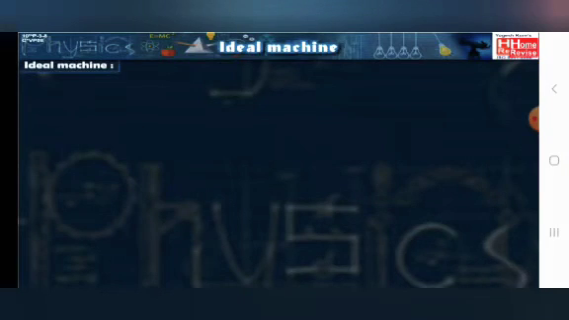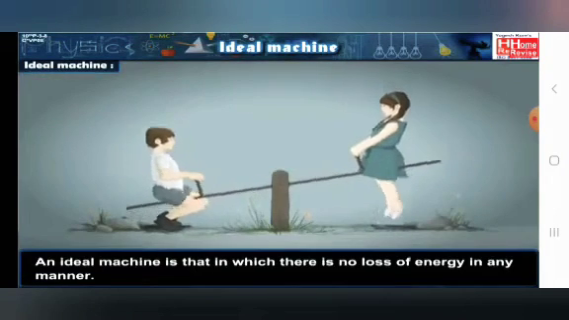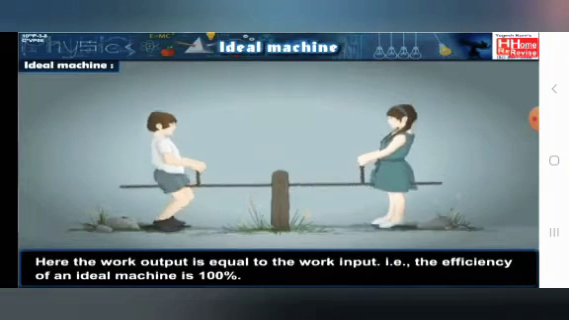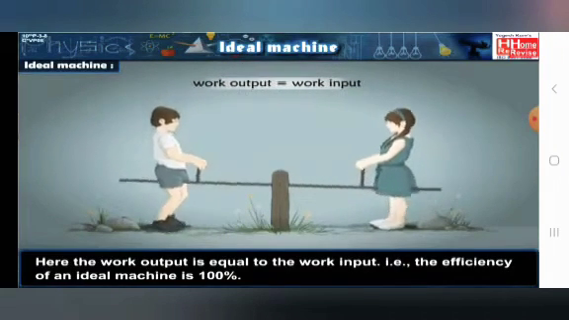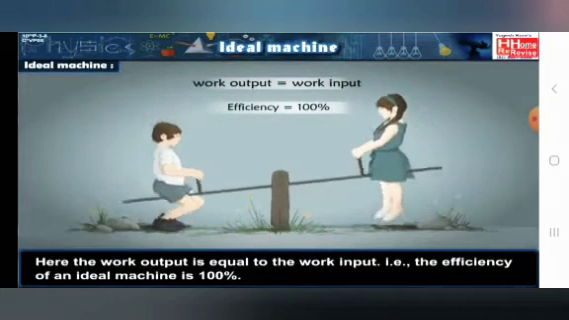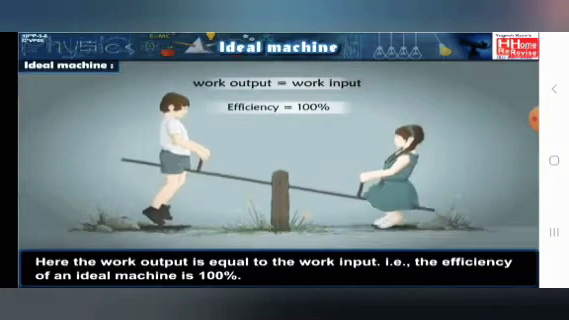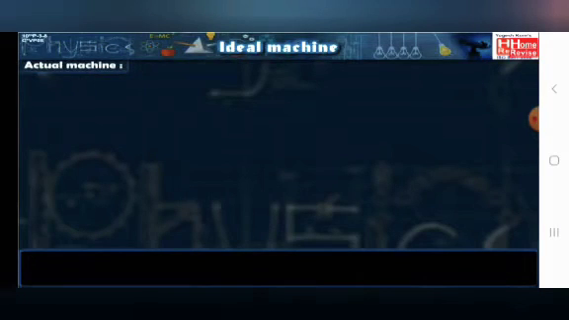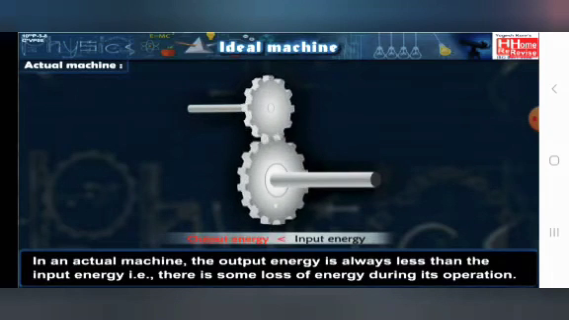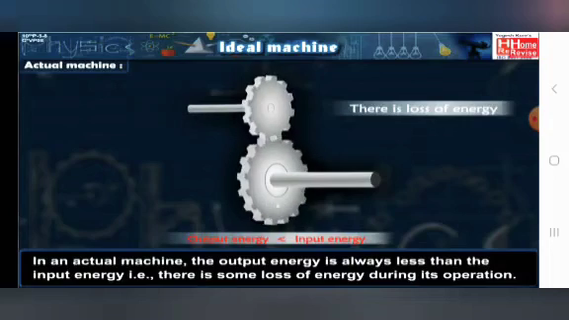Ideal machine. An ideal machine is that in which there is no loss of energy in any manner. Here, the work output is equal to the work input. That is, the efficiency of an ideal machine is 100%. Actual machine. In an actual machine, the output energy is always less than the input energy. That is, there is some loss of energy during its operation.